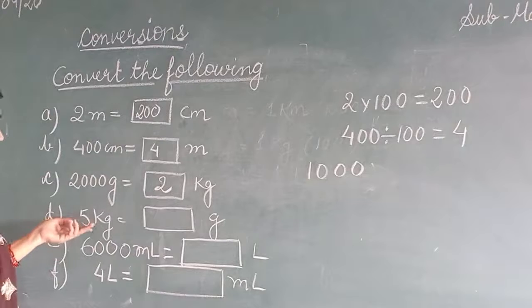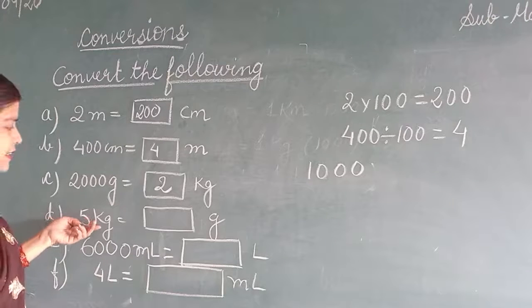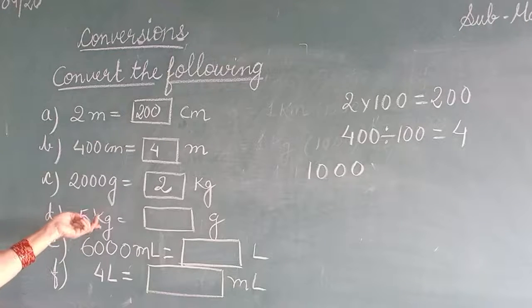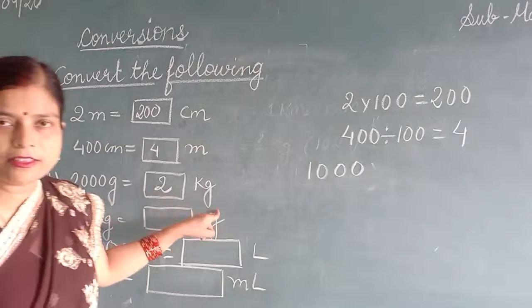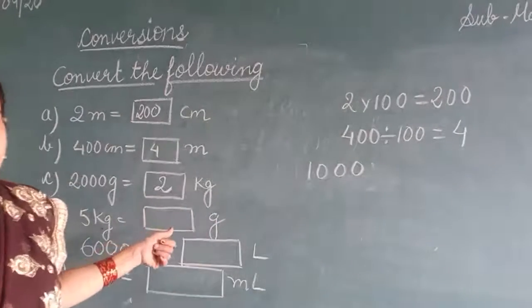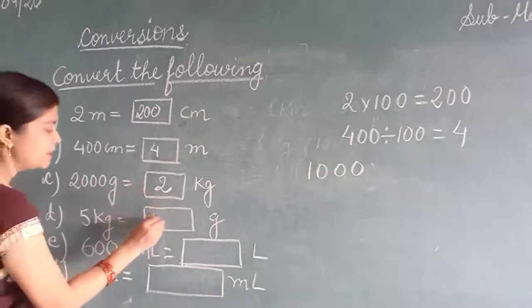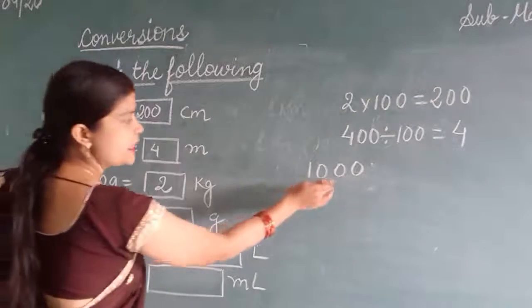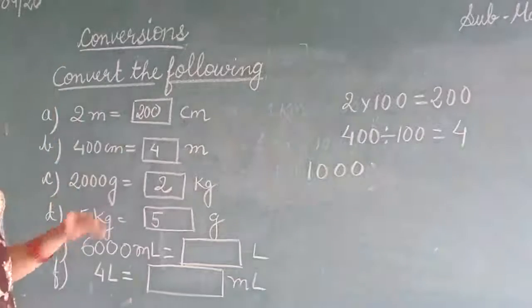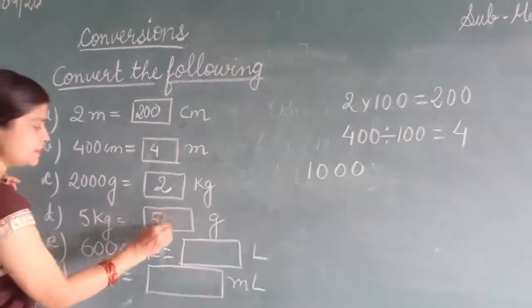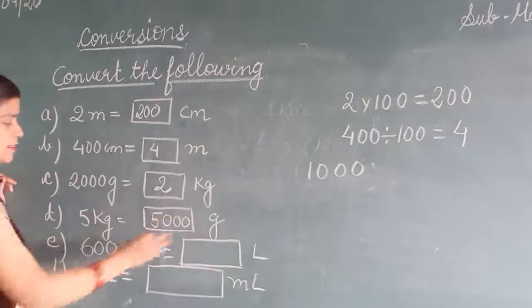Now here also we have to multiply, because kg is a bigger unit and this is a smaller unit. So we have to multiply here by 1000. And simply multiplying means only putting 3 zeros, because 1000 has 3 zeros. I have to multiply by 1000. So here I will put 3 zeros. So this much.